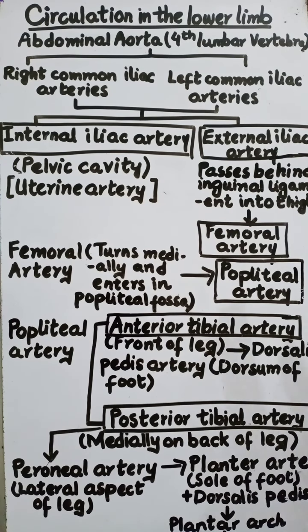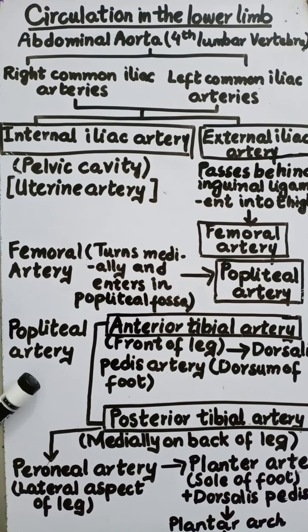External iliac artery passes under the inguinal ligament, which is the ligament in the thigh, and forms the femoral artery. Femoral artery turns medially and enters the popliteal fossa. Popliteal fossa is basically the shallow depression at the back of the knee joint. So femoral artery enters that popliteal fossa and continues as the popliteal artery. Popliteal artery passes through the popliteal fossa behind the knee, where the popliteal pulse can be felt.